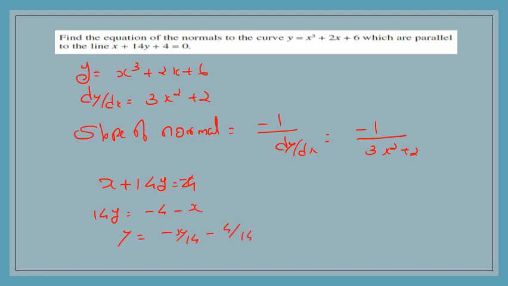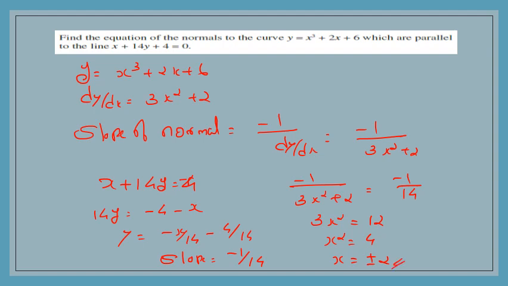So there what is slope? Minus 1 by 14. But these two are parallel, so slopes will be equal. So what you can say? Minus 1 by 3x squared plus 2 is equal to minus 1 by 14. So 3x squared is equal to 12. x squared is equal to 4. x is equal to what? Plus or minus 2.